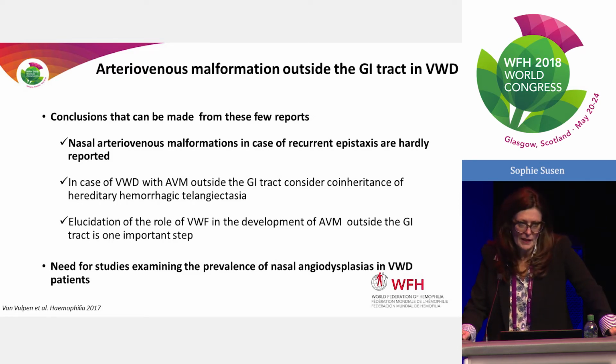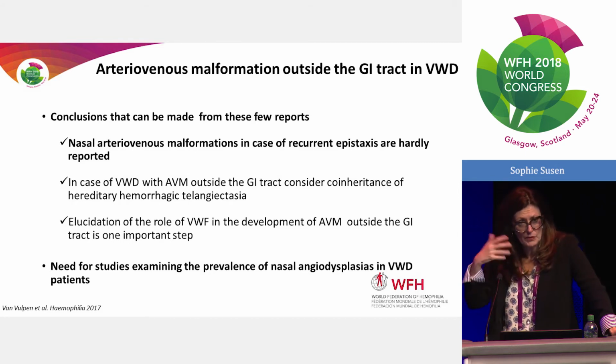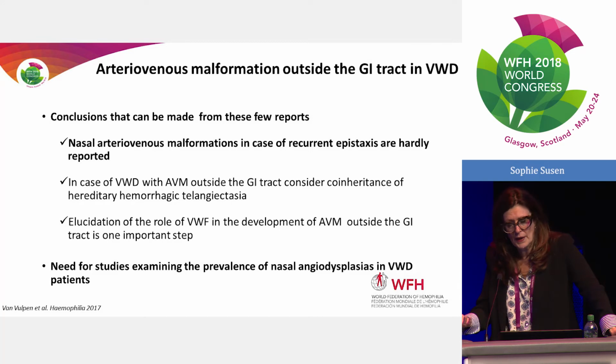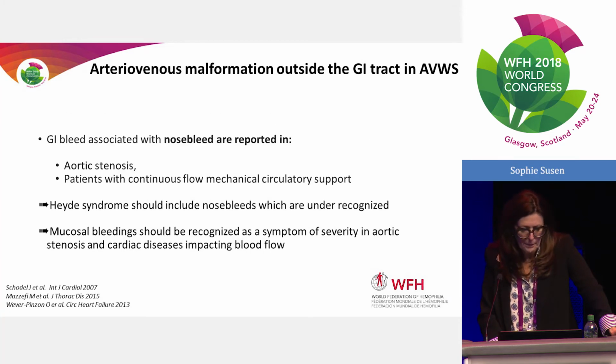Maybe we can consider the diagnosis of hereditary hemorrhagic telangiectasia when there is an association between angiodysplasia and other arteriovenous malformations, because it's unusual. And we must elucidate the role of VWF in the development of arteriovenous malformation outside the GI tract, and it's a very important step. And for that, we need studies with a systematic examination of nasal angiodysplasia in von Willebrand disease.